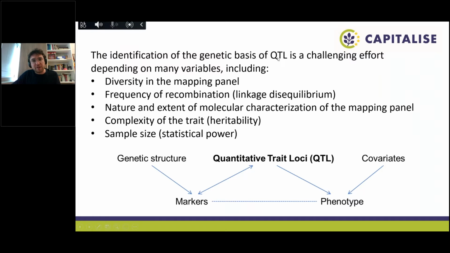So the identification of the genetic bases of QTL is a challenging effort, which depends on many variables, which include diversity in the mapping panel, frequency of recombination, the type of molecular characterization, the complexity of the traits, sampling size, and so on and so forth. And the idea is that what we have in our hand when we do QTL mapping are markers on the one hand and phenotypes on the other hand. Of course, we try to use these two to connect through QTLs, but there are other disturbing factors that come in between. So the thing is actually more complex than it might seem from the slide that I showed you.